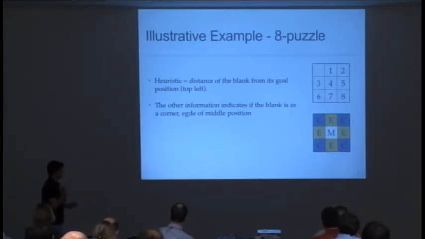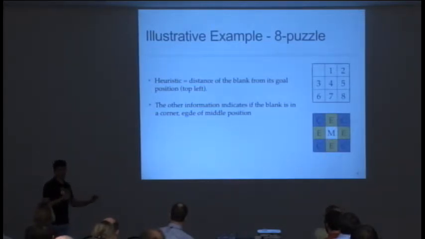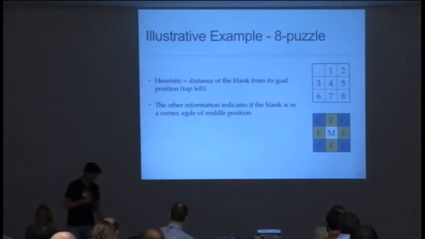So let's suppose the blank is over here, then we need 2 moves to get it over here. That's the goal position. And that's going to be our heuristic function. And the other information we're going to use is the position of the blank in the puzzle. So the blank could be in a corner, on the edge, and also in the middle. So again, this is just a toy example so you can understand the concept of type systems. We don't use this in practice at all. It's just small enough so I can put it in a projection.